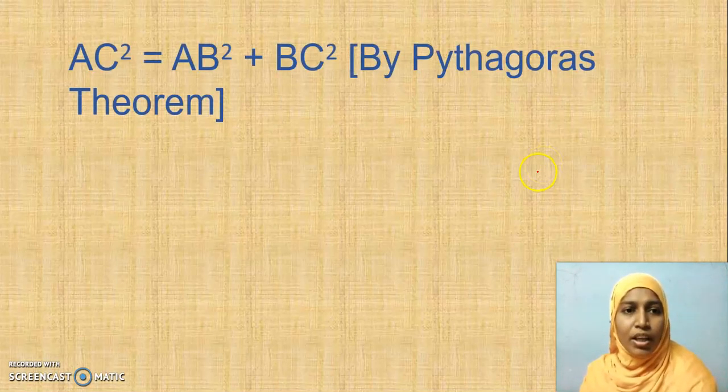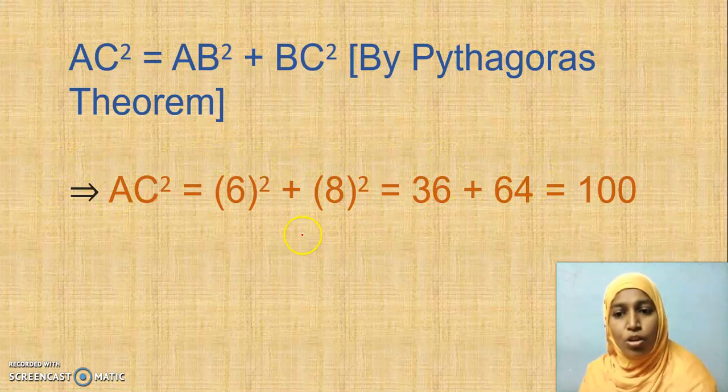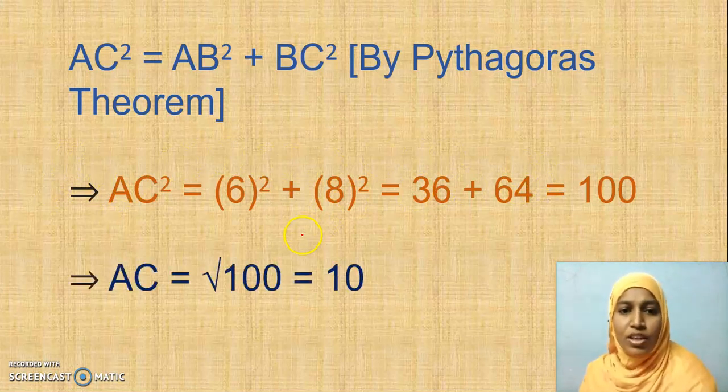With that property, see, AC squared is equal to AB squared plus BC squared. From the diagram, I found AB is 6 squared and BC is 8 squared. So I got 36 plus 64, which is equal to 100. AC squared is equal to 100. So what is AC? Come on, AC squared is 100. What is AC? What should I do? Find the square root. So it is 10.